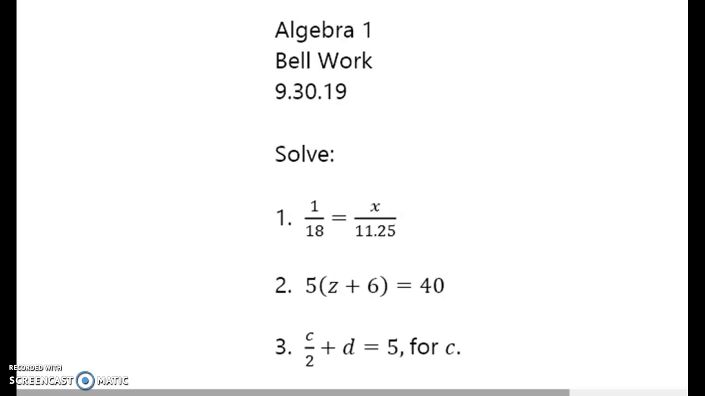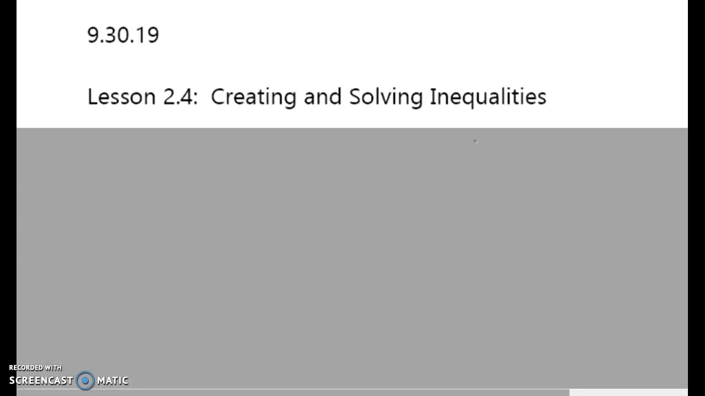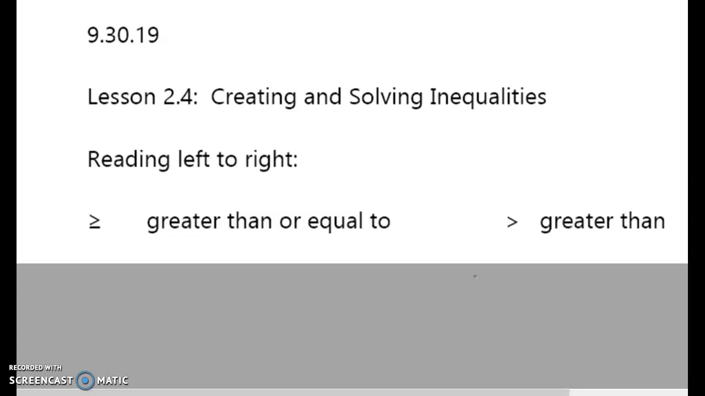Okay, here's the bell work for September 30th. So today's lesson is over lesson 2.4, creating and solving inequalities. When we talk about inequalities, we're talking about different symbols than an equal sign.